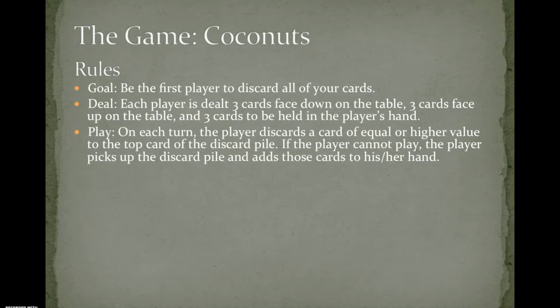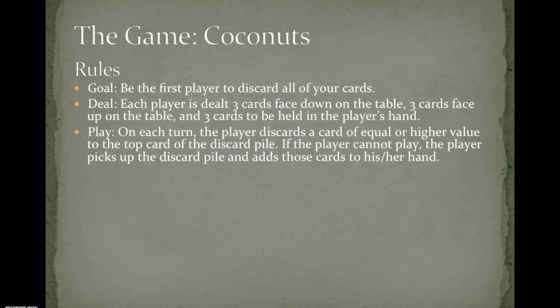If the player cannot play, the player has to pick up the discard pile and add the cards from the discard pile to the cards in the player's hand. The goal is to be the first player to discard all of your cards. What makes Coconuts tricky is that the face-up cards are only played after all cards have been played from the player's hand, and the face-down cards are played only after playing all face-up cards. And you can't look at the face-down cards before playing the card.